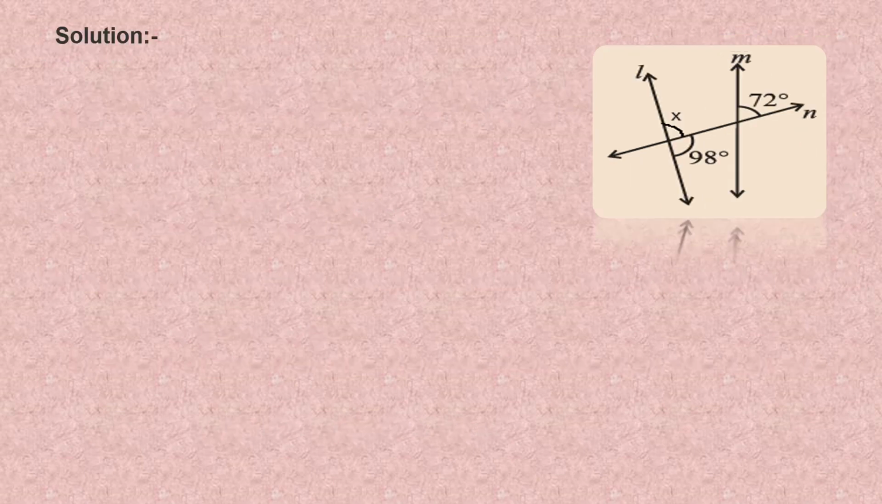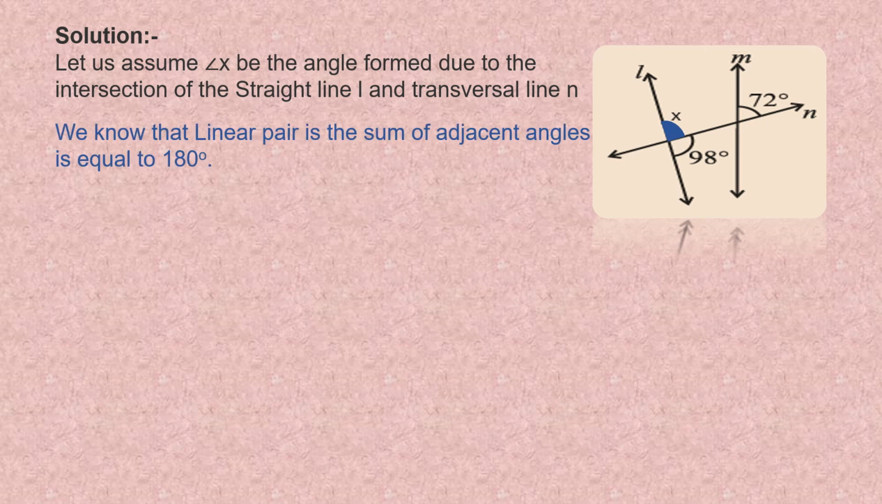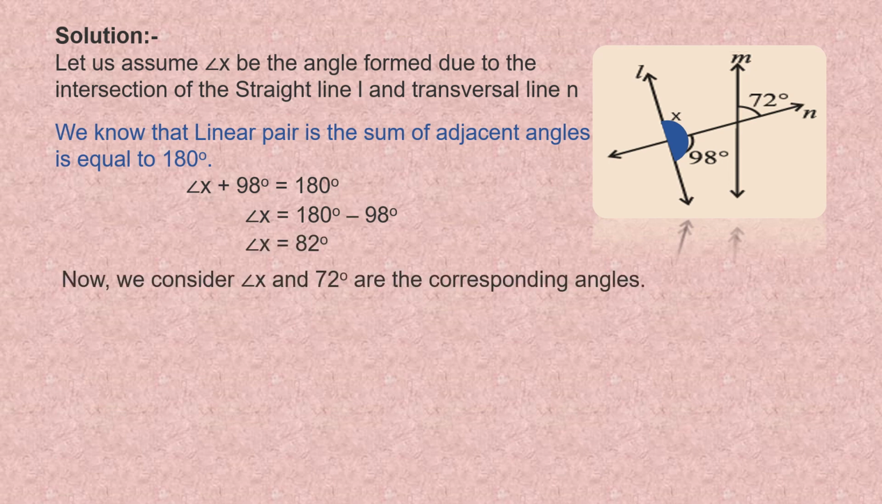Let us assume that angle x is formed due to the intersection of the straight lines L and N. So what is angle x here? Angle x equal to 180 minus 98 degrees because it is a linear pair. So we get angle x plus 98 degrees equal to 180 degrees. So angle x equal to 180 minus 98, that is equal to 82.